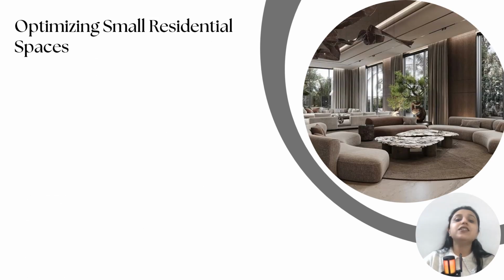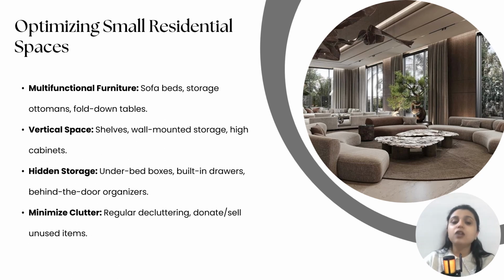Now, optimizing small residential spaces. Now, you would say that these are different kinds of zones, yes, but what if I have a very small residential space? How do I create zones in that? So number one thing that you can do is multifunctional furniture. Having multifunctional furniture is very easy. It's very easy to use. It's comfortable and it saves a lot of space.